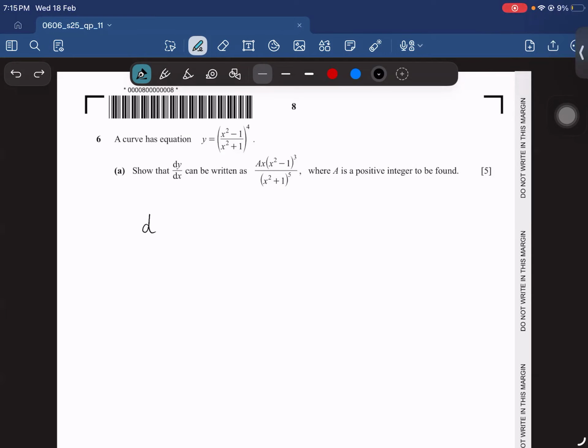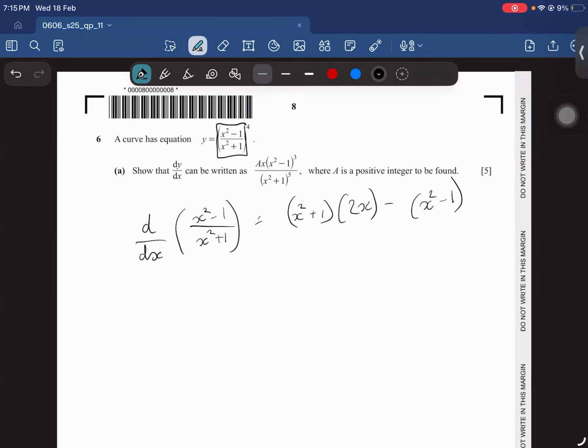Sorry, I completely got rid of the 4. Inside my brackets here. So d/dx of x squared minus 1 over x squared plus 1, which will give me x squared plus 1 times 2x minus x squared minus 1 times 2x, over x squared plus 1 whole square.